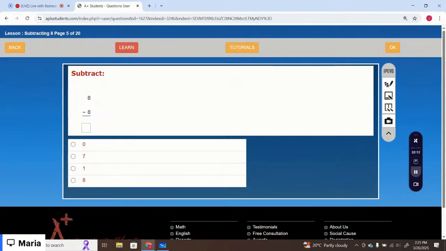8 take away 8, which is the correct option. 8 take away 8 is 0. Option number 1 is the correct option.